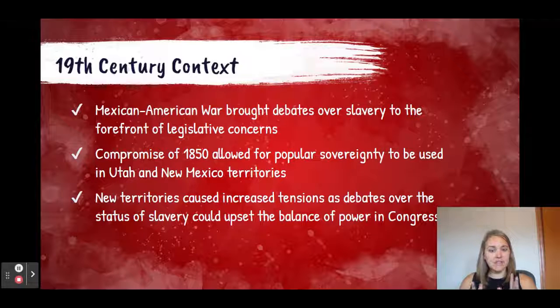The Missouri Compromise had temporarily prevented continued debates over the issue of slavery extending into the West, but the Mexican American War brought those debates back into the forefront of legislative concerns. The Compromise of 1850 allowed popular sovereignty to be used for the first time in Utah and New Mexico, which meant that the people there would get to determine whether slavery would be allowed in those territories. So new territories caused increased tensions.